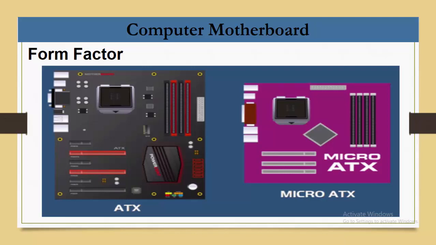The common form factors used nowadays are the following: ATX or Advanced Technology Extended, the next one is Micro ATX motherboard, and the next is ITX or Information Technology Extended. It's also important to say ITX is a collection of SFF or small form factor boards. The Baby AT motherboard was designed and made by the IBM company, and ATX is made by the Intel company.